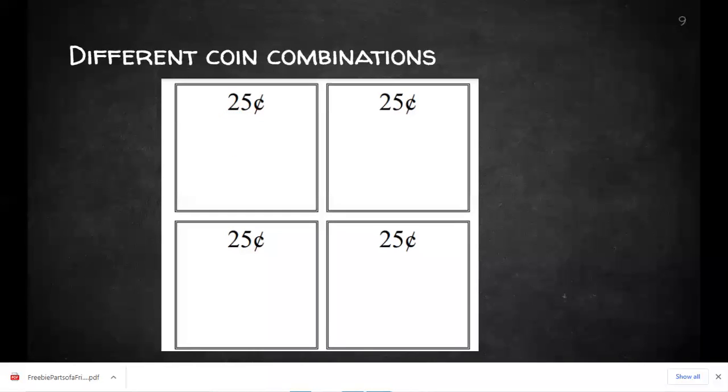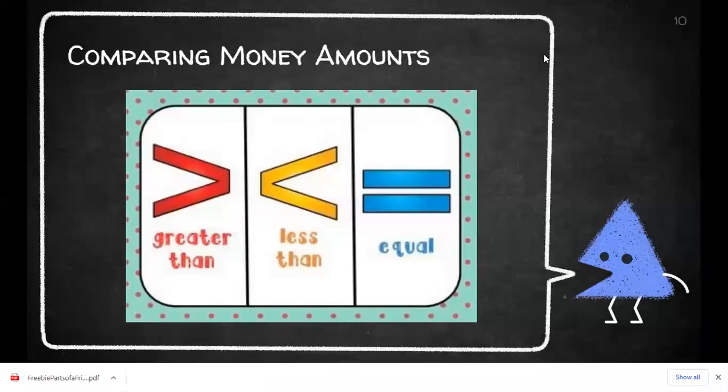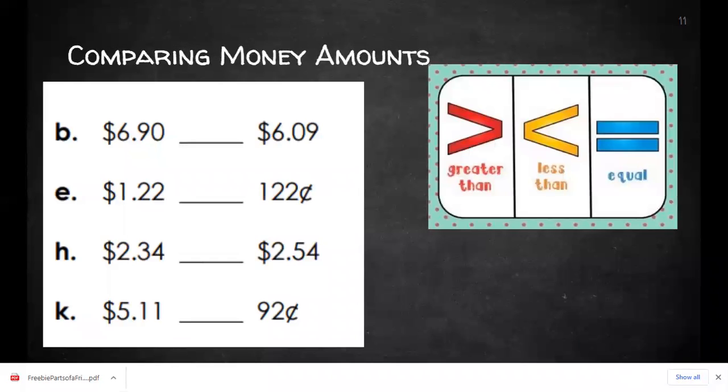All right, friends, now let's go on to comparing money amounts. I want you to pay close attention to how each sign looks. We have our first sign in red. That's our greater than sign. Then in yellow, that is our less than sign. And in blue, we have our equal sign. Now let's practice comparing some money amounts. So when comparing money amounts, we're trying to figure out if the first number is greater than, less than, or equal to.